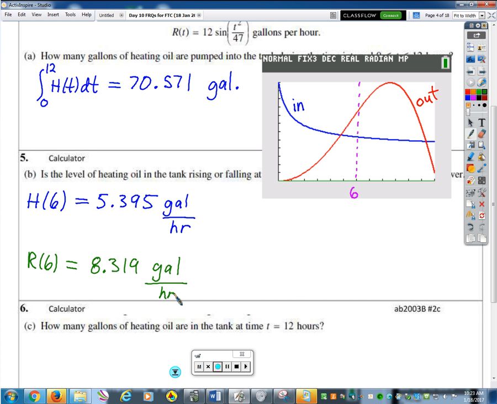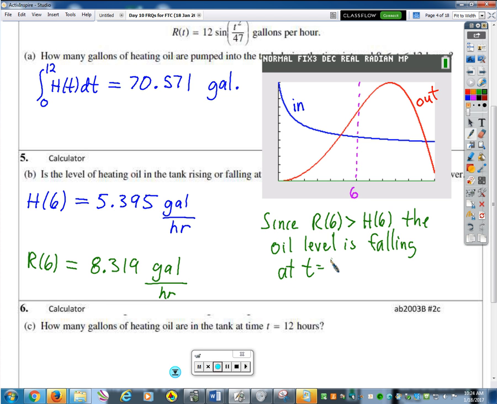Perfect. Now you just need a statement, Sarah. We basically can say what you said, but here's a nice, concise way to say it. Since R of 6 is greater than H of 6, the level of, well, getting back to Sydney's comment, I've got to be specific. So I say, since R of 6 is greater than H of 6, the oil level is falling. You could say dropping, going down, whatever, decreasing. The level is falling at time equals 6. And that's hours.